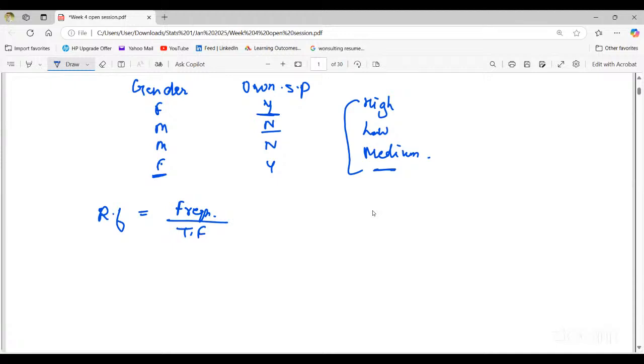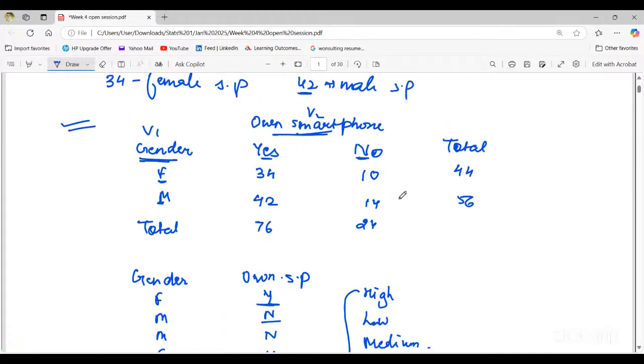Yes, ma'am. This is the formula. In relative frequency, there are two types: the row relative frequency and the column relative frequency. So let's get back to our table now.